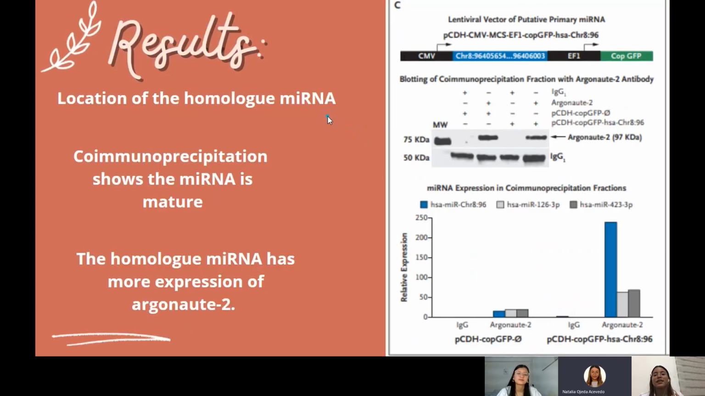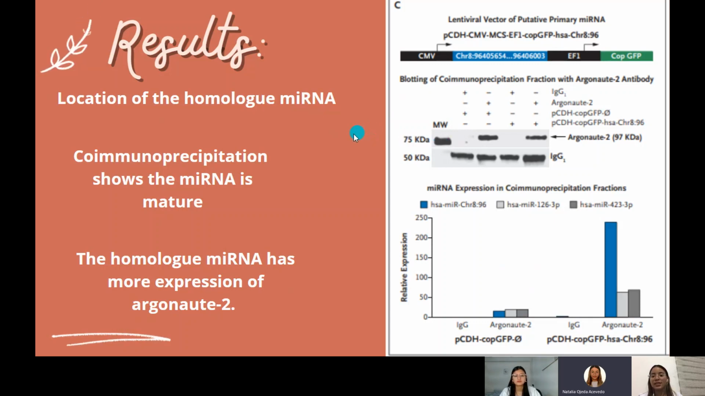Panel C then shows the validation of the human homologue of the mRNA found in mice. At the top, we can see a lentiviral vector that expresses the sequence of the human homologue of the mRNA and its location, which is the 8th chromosome, thus the name. Then, a co-immunoprecipitation of the RNA fraction was performed with Argonaute 2, which is a protein that contributes to mRNA maturation and maintains chromosome integrity, and the IgGs of class 1, which is an antibody that brings protection to the body against viral or bacterial infections.